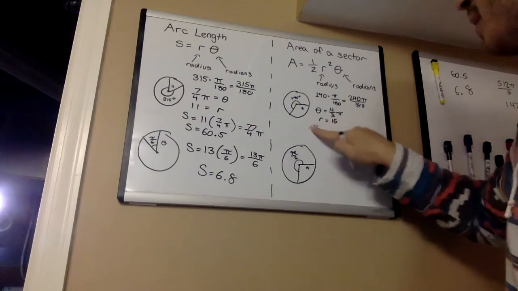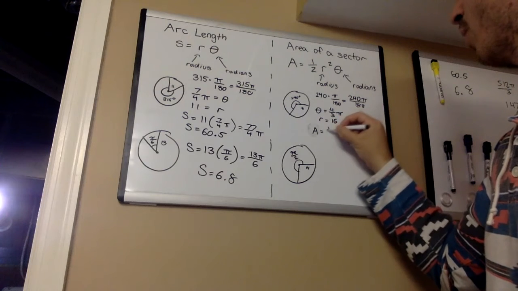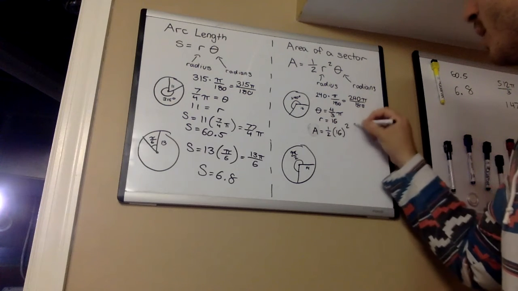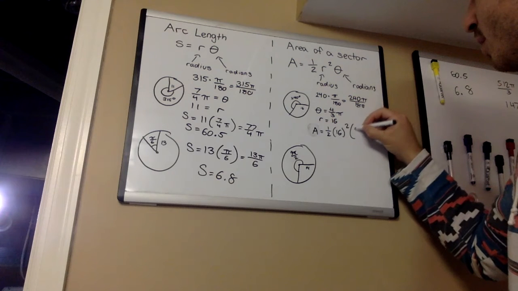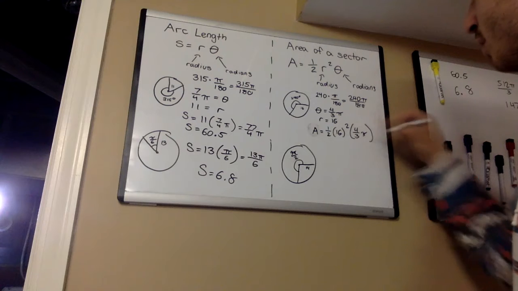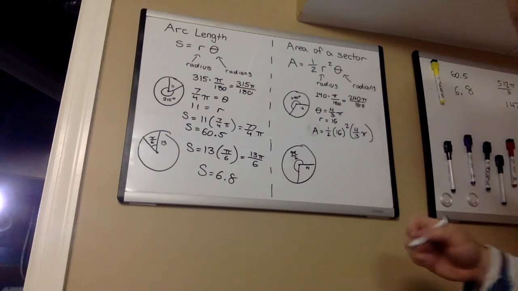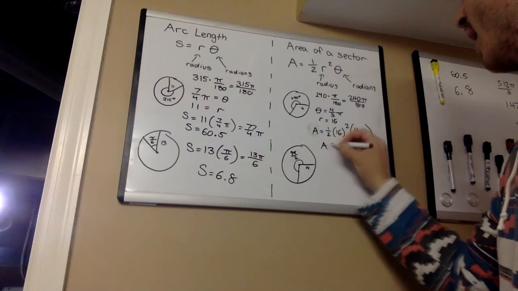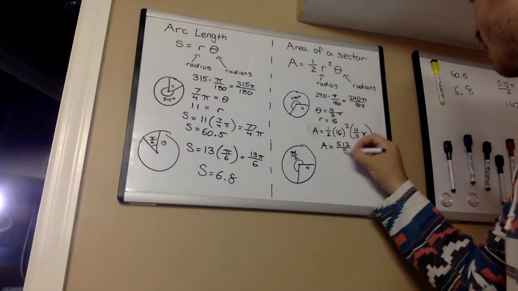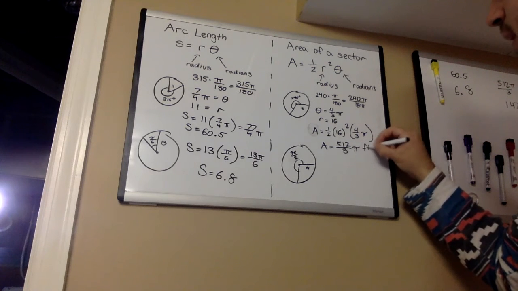Sorry, not S. A equals 1/2. Our R is 16, so we put 16 squared times theta. Now if I put this into the calculator without putting the pi because we want an exact value, we're going to end up getting A is equal to 512 over 3 pi. And because it's an area, your units are going to be feet squared.